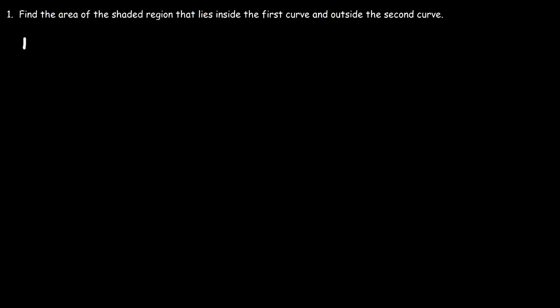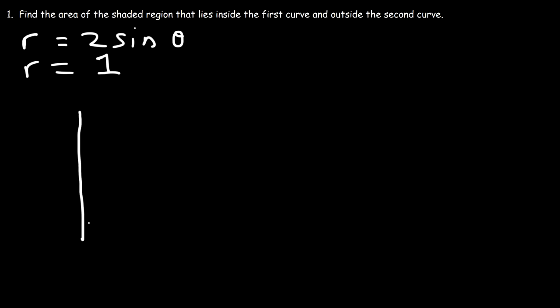Now let's say that r is equal to 2 sine theta and r is also equal to 1. So there's two different curves. Find the area of the shaded region that lies inside the first curve and outside the second curve. So let's draw a picture.